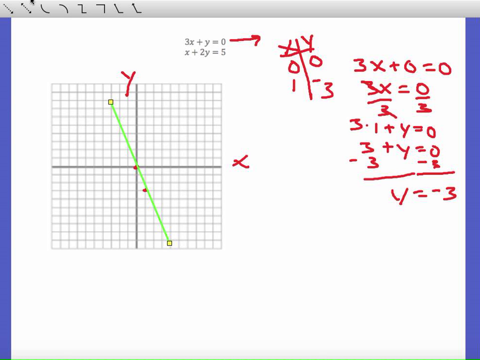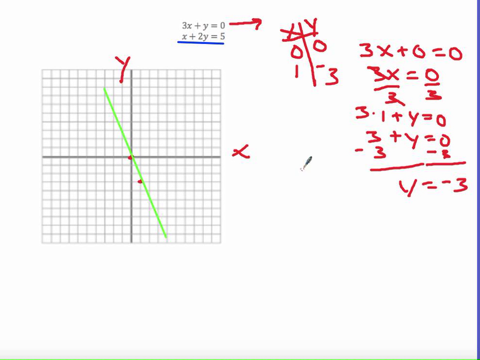I'm going to switch colors here. Let's say blue. And so now we're going to look at this equation. Once again, we can use the x and y intercepts. So we can set x equal to 0. It's our second equation, so 0 plus 2y equals 5. Solving that, we see that y has to be 2.5. Putting that on here, we have x is 0 and y is 2.5 right there.